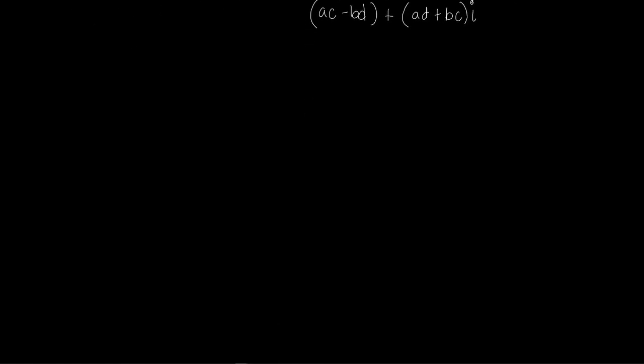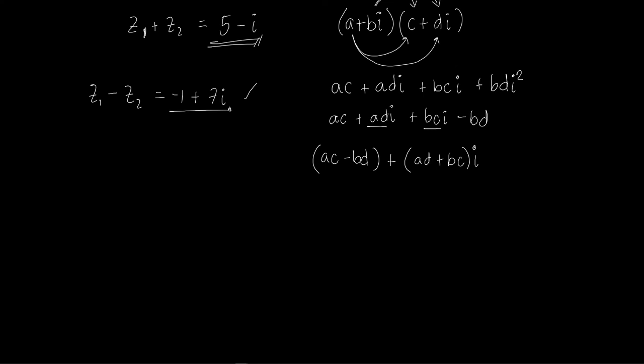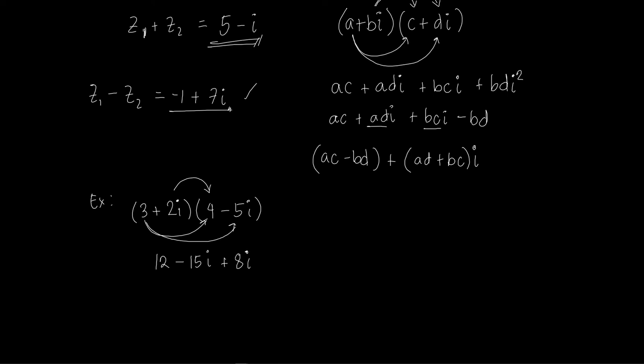For example, we have 3 plus 2i multiplied by 4 minus 5i. How do we evaluate it? First, 3 times 4, that is 12. Next, 3 times negative 5, that is negative 15i. Then, 2i times 4, that is 8i. Then, 2i times negative 5i, that is negative 10i squared. Right?